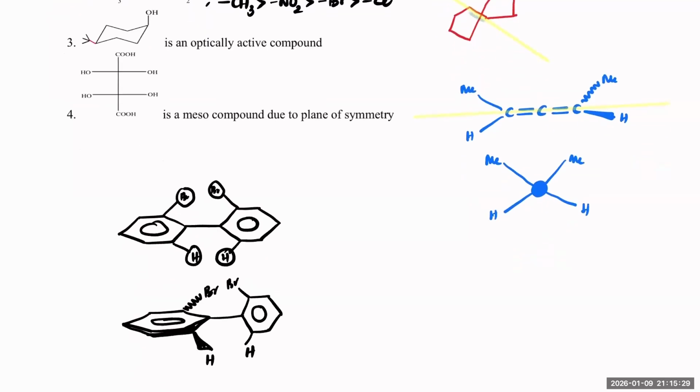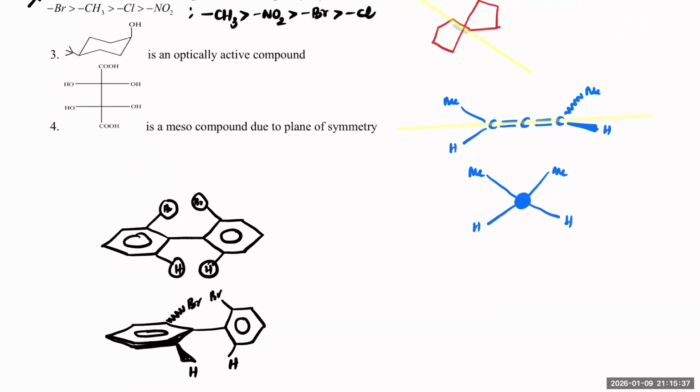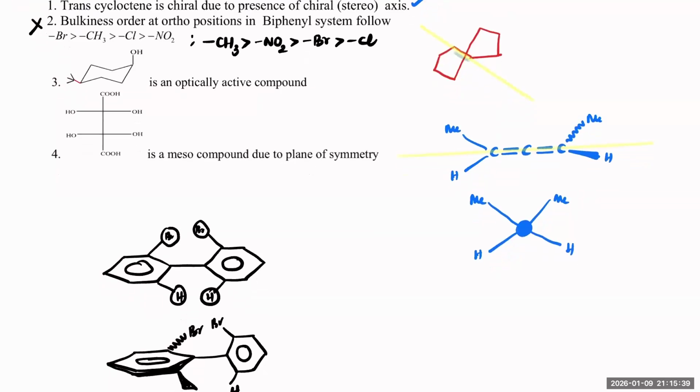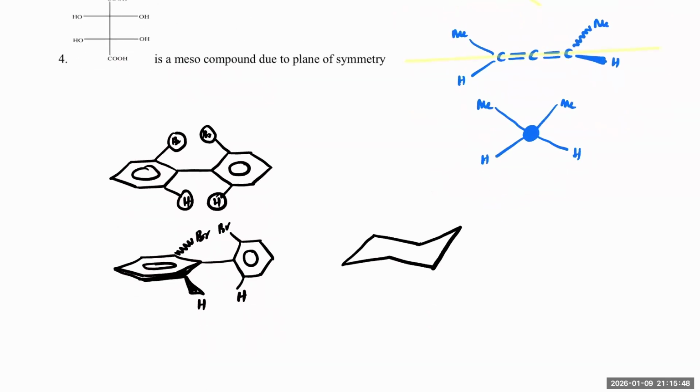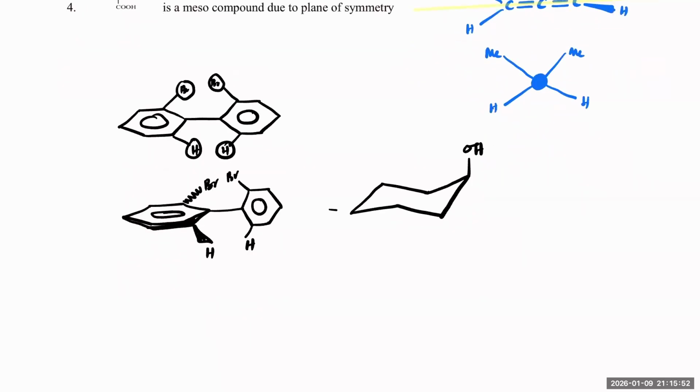Okay. I guess this part is clear. Next. If you notice this next one here, we have a chair form with OH on the axial position and a methyl group on the equatorial position.